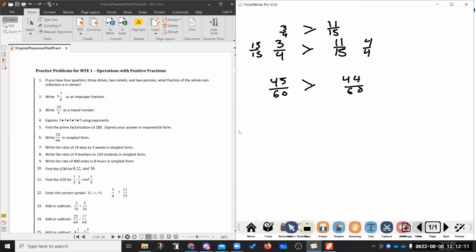Another option is that if I start off with 3/4 and 11/15, the inequality is preserved in these positive fractions. If I cross multiply, 3 times 15 and 11 times 4, this is 45, this is 44. So the inequality is preserved the entire way. Take your pick, both of those are appropriate methods from MTE 1.